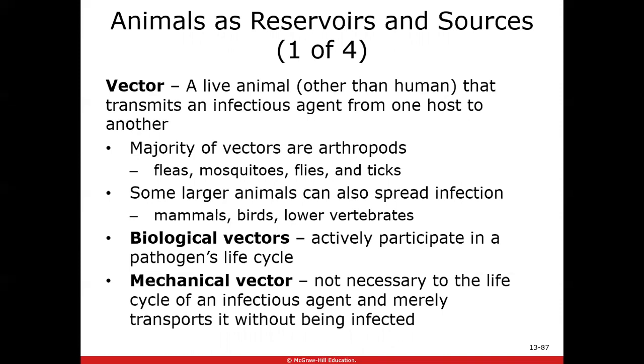So a vector can be a biological vector, which actively participates in a pathogen's life cycle. So whatever that microorganism is, when the vector picks them up, then that microorganism will actually increase or continue on with their life cycle, and they know they're about to be injected into something else to cause infection. So the microorganism may be inactive, but when it gets into the vector, then it will actually mature and be ready to infect something else. That's a biological vector.